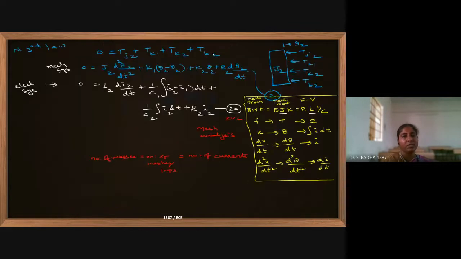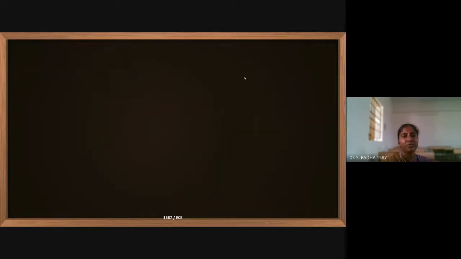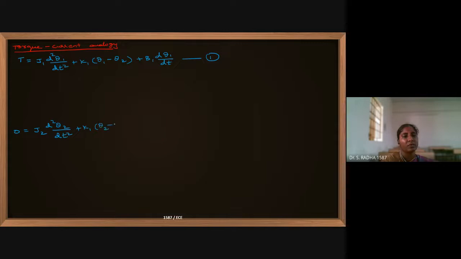Now equation 2 I will copy. I am having J2, K1, K2, B2. So equation 2 I am copying. 0 is the applied torque: J2 d square theta 2 by dt square plus K1 (theta 2 minus theta 1) plus K2 theta 2 plus B2 d theta 2 by dt.